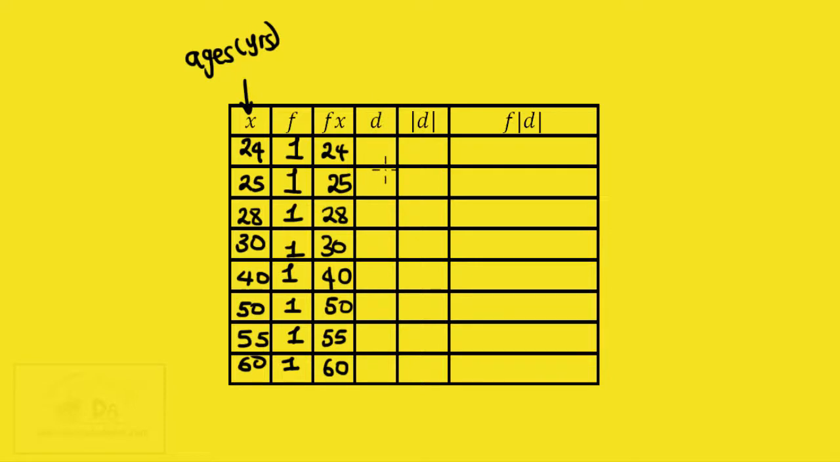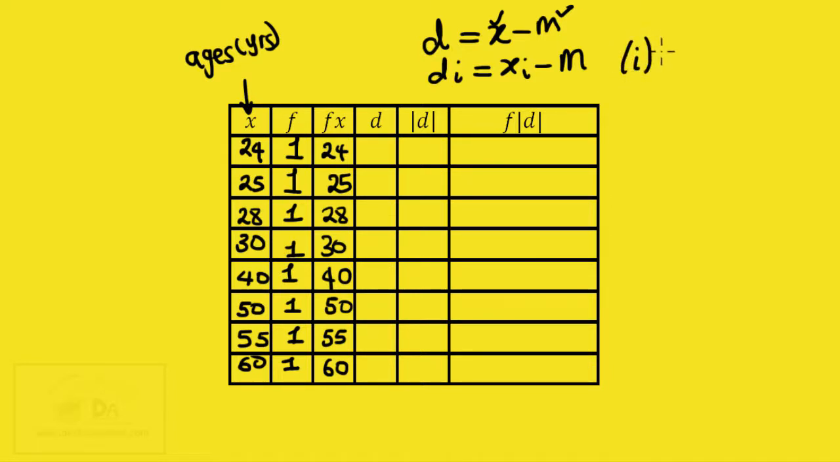Now we need to find the deviation of each member of our data, so the deviation of each age from the mean age. So d is equal to x minus m, or if you want, you can say d_i is equal to x_i minus m. In order to find d, you need to know x and you need to know m. We know all the x's, but we don't know the mean. So we need to find the mean of the ages, and that's what the first question wants us to find anyway. So the first question requires us to find the mean age.